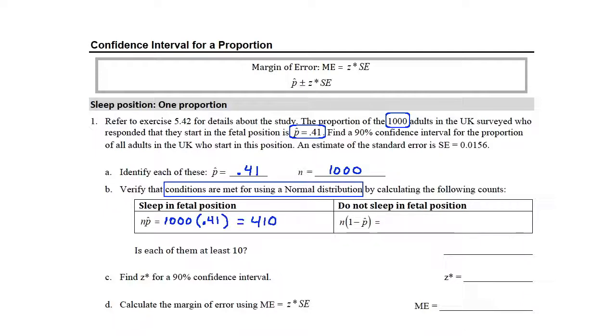Now for what we're not counting, there's always an easier way and a harder way to do it. We know that we have 1,000 people total. 410 claim that they sleep in the fetal position, so we know that the remaining 590 answered otherwise. So I can do this the easy way since I know the total, but if I wanted to do this calculation n times 1 minus p hat, that would come out to be 1,000 times 1 minus 0.41, which is 0.59.